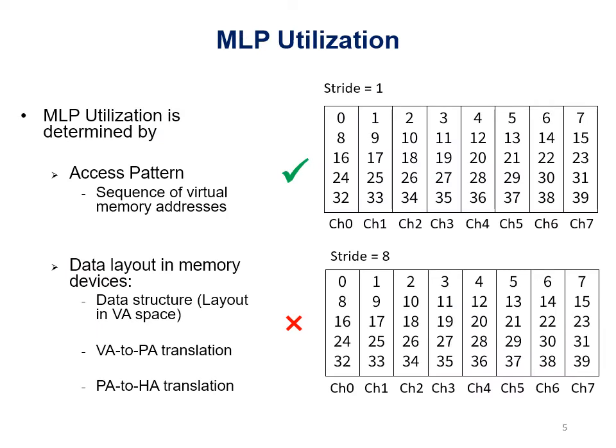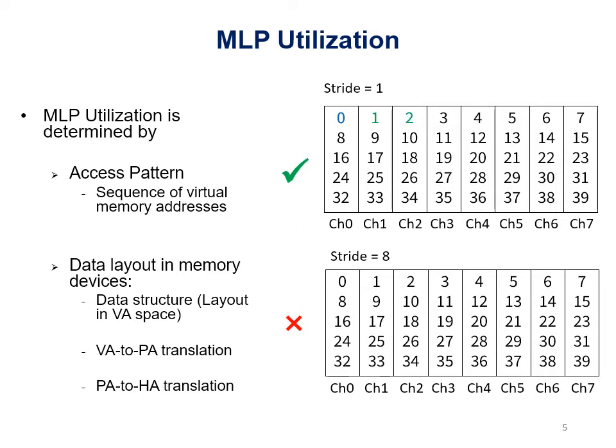In this slide, we are going to see why data placement is very critical to fully utilize MLP. The MLP utilization is determined by the access pattern, which is a sequence of virtual memory addresses, and also the data layout in the memory, which is the data structure's layout in the VA space after two levels of address translation. This example on the right shows one possible data layout and 2 access patterns. On the top one, we can see the access pattern of the stride equals 1 case.